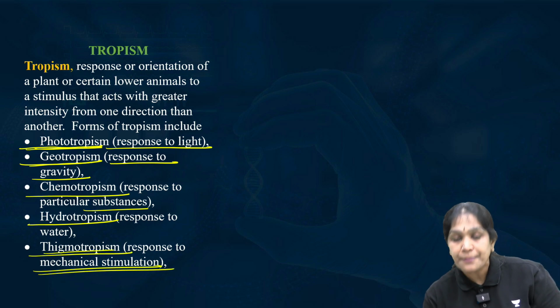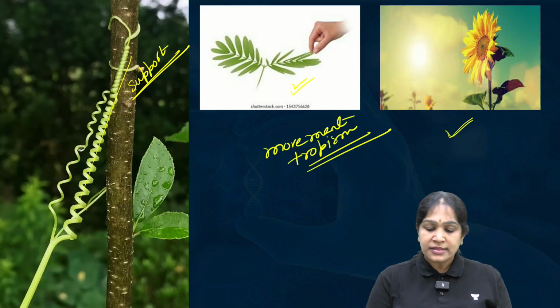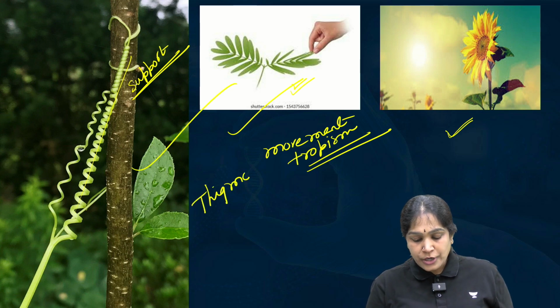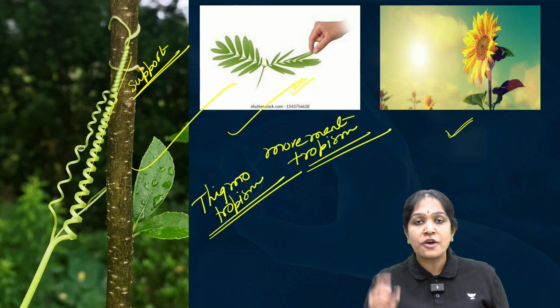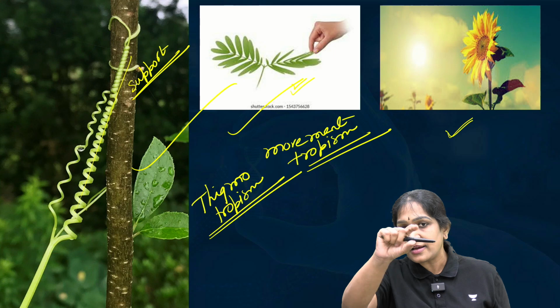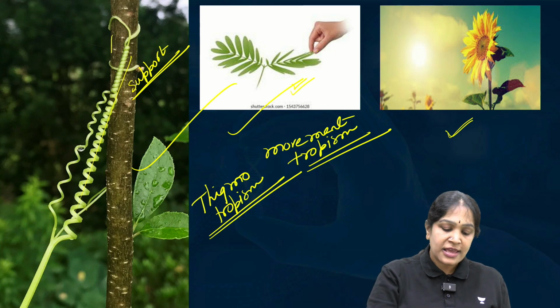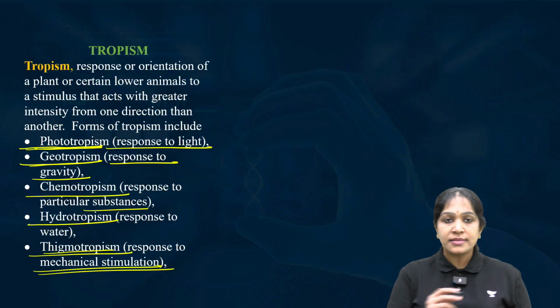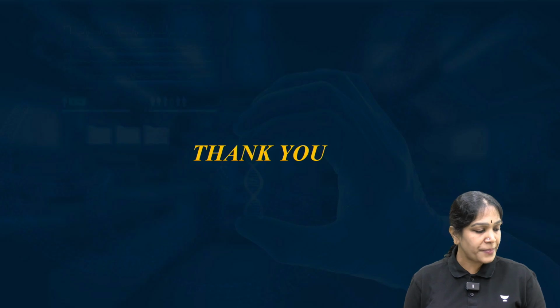Thigmotropism, mechanical support. These two are the examples of thigmotropism, movement in the direction of support. If you keep the finger, the plant moves in that direction. If you give a mechanical support, the creeper grows in that direction. This is called tropism.